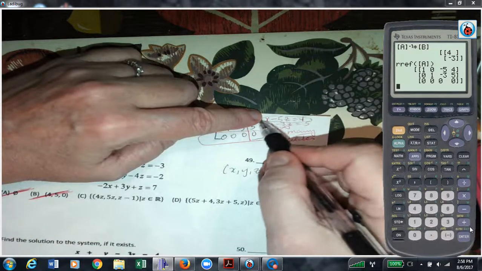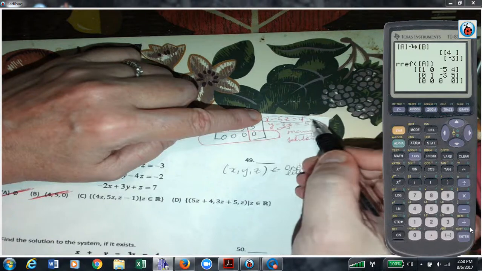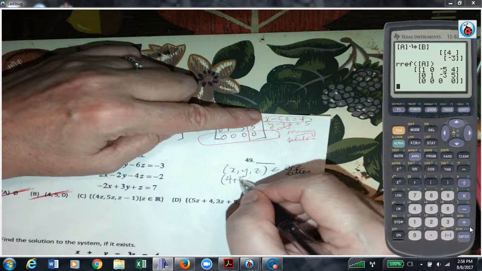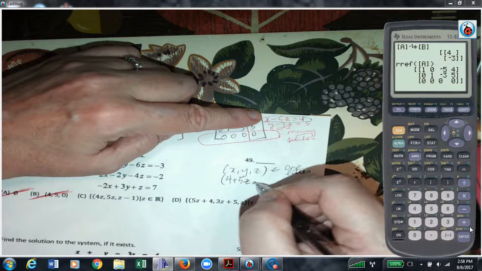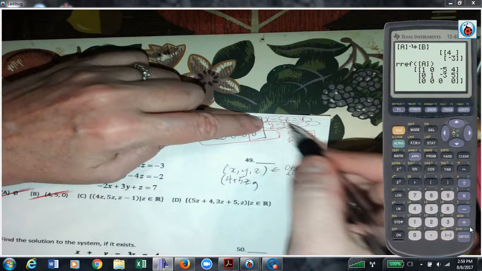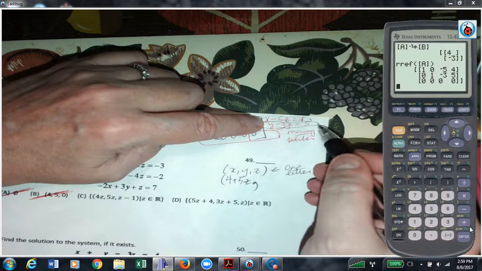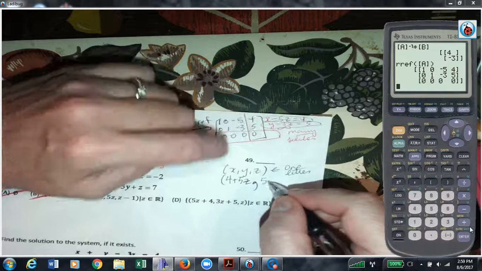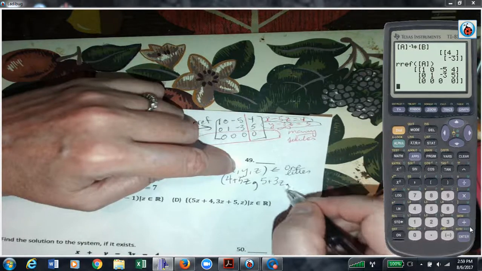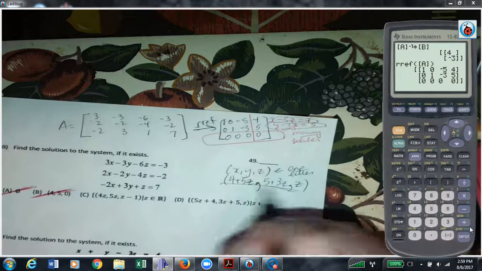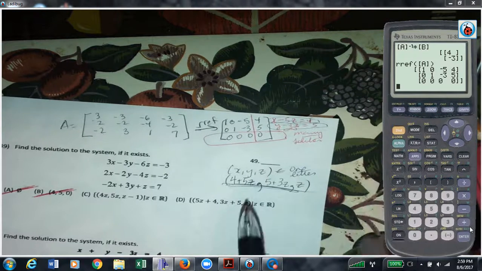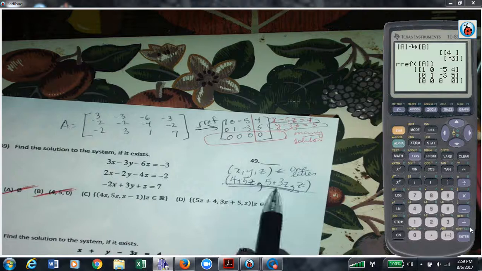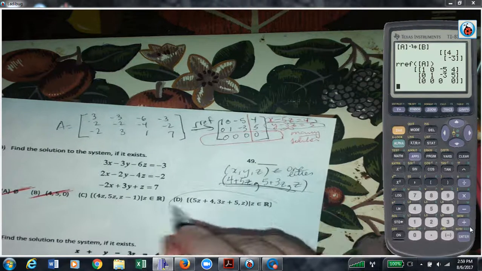So if I add 5z to both sides of that equation, my x is equal to 4 plus 5z. If I add 3z to both sides of this equation, I have y is equal to 5 plus 3z. And then I have z. So I have written the general solution with one letter. And 4 plus 5z, that's the same as 5z plus 4. 5 plus 3z, that's the one I want.